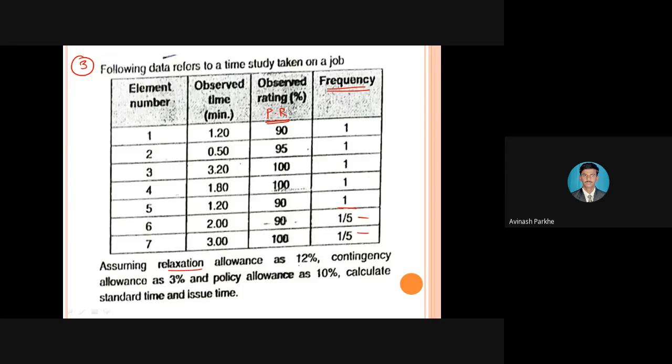Assuming relaxation allowance 12%, contingency allowance 3%, policy allowance 10%, calculate the standard time and the issue time. That means once again the problem is the same, but in addition to that, which column have they added? The last column, that is frequency. The frequency of each and every element is represented, and from element number 1 to element number 5 the frequency is 1, but for the 6th and 7th elements, their frequency is 1/5. So the effect of frequency also we have to consider during the normal time calculation.